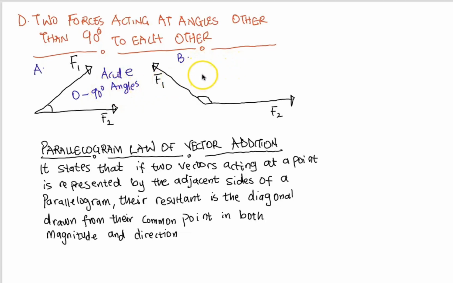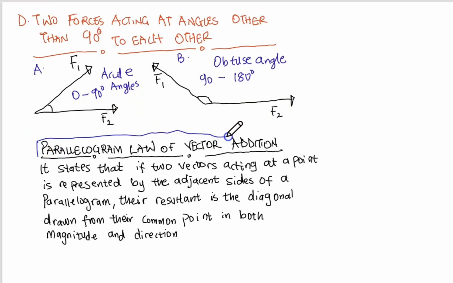Then in the second case, we could have it between 90 and 180, but not at 90 degrees. Angles greater than 90 but less than 180, we call obtuse angles. So they could act in an obtuse manner. These are the cases we are going to look at in this section. For such vectors acting at angles that are not 90 degrees, either acute or obtuse, we apply what we call the parallelogram law of vector addition.